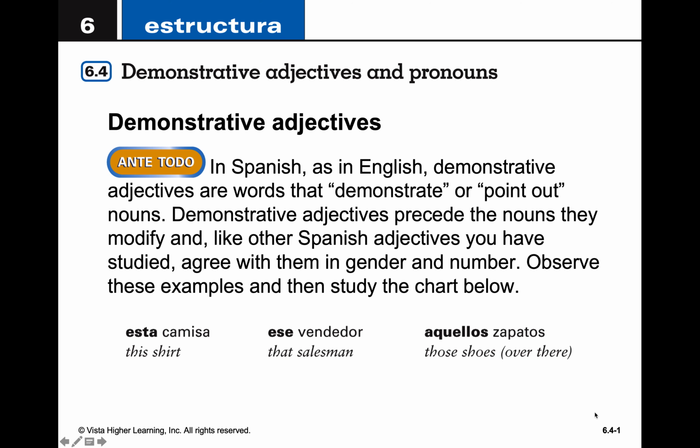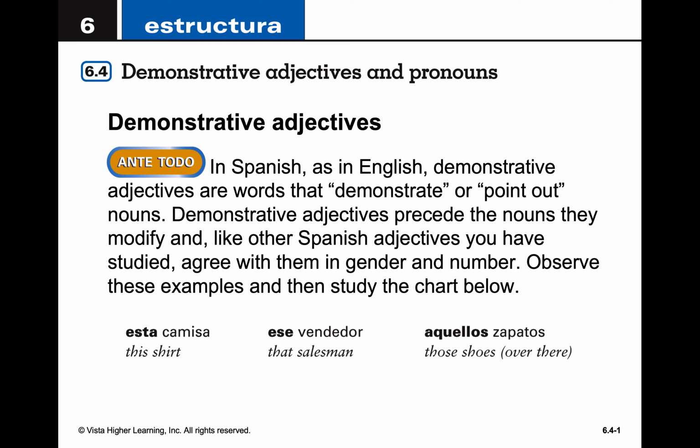Take a look at Lección 6, Section 4, Demonstrative Adjectives. In Spanish, just like in English, demonstrative adjectives are words that, quote, demonstrate or point out nouns. So like this, that, those. These adjectives precede, come before, the nouns they modify, and just like other Spanish adjectives you've studied, they agree in gender and number with the noun.